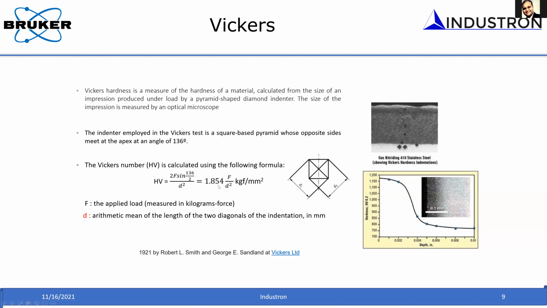It's basically 1.85 times force divided by d squared. d is basically the average of two measurements of the diagonals, and that gives you the number. And the Vickers hardness test has been in use for more than 100 years now, and it's been regularly used in industry. And with the Vickers, you can also do it at smaller sizes, and you need an optical microscope to see the size of these indents. And so the limit of this Vickers hardness tester is the resolution of the optical microscope.